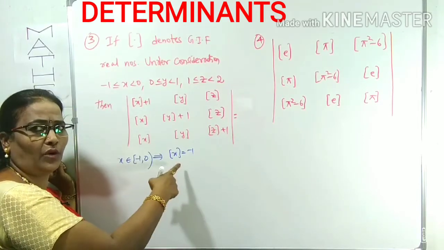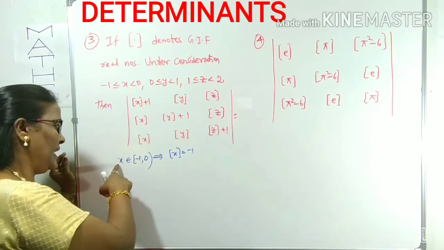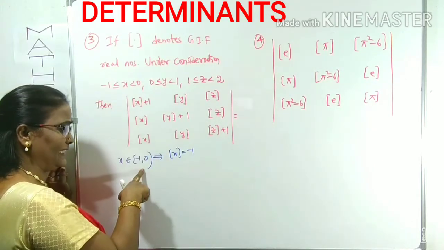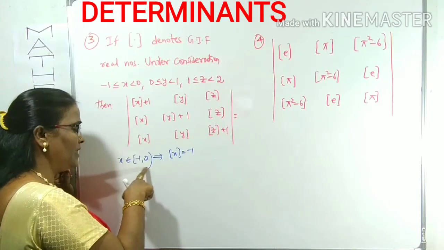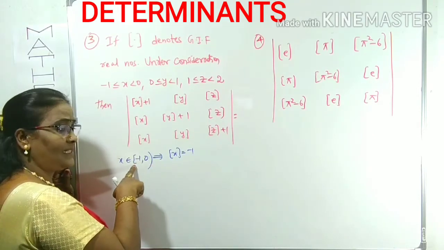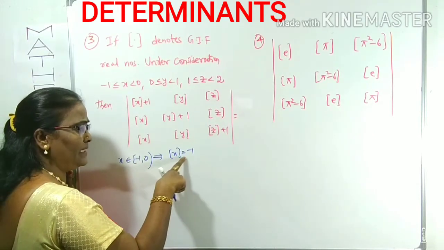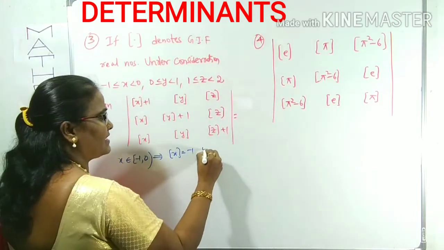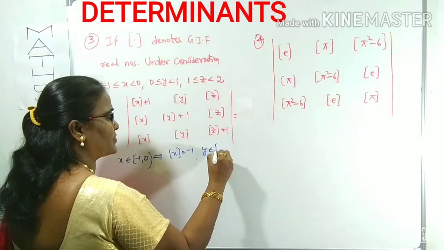Simply I am taking what you can understand from this one. x belongs to -1 to 0. We can write this also in the interval -1 to 0. Among these two, which is least? -1. That only will be the step x value. Similarly, what about y? y is given as y belongs to 0 to 1.